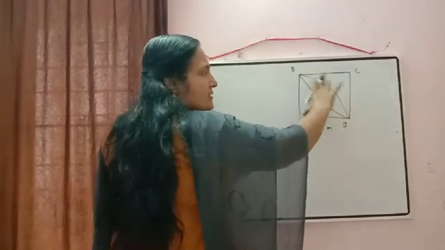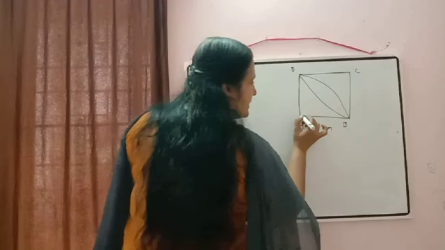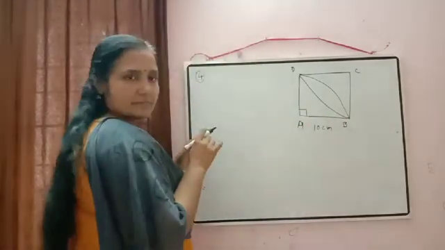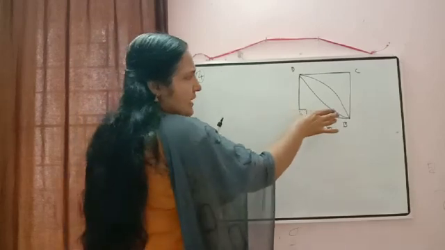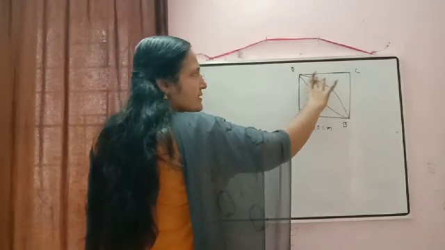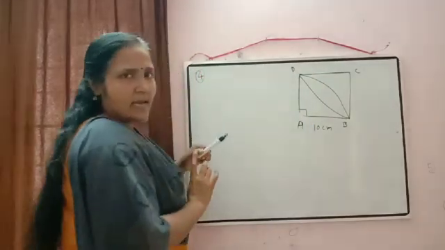Why am I saying it is a quadrant? Because ABCD is a square. So angle A is equal to 90 degree. So with A as the center and radius equal to AB, this is the first sector which we have there.